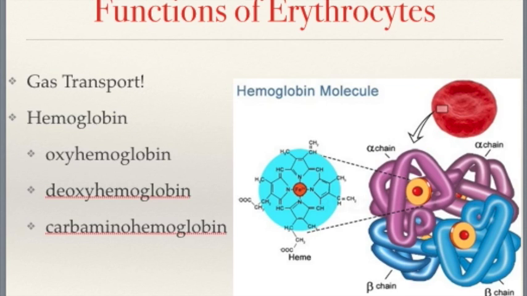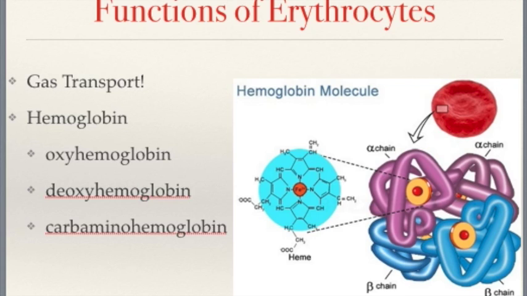Let's talk a little bit about a protein that allows red blood cells to do what they do. The primary function of red blood cells is to transport gas, specifically oxygen from the lungs to the body's tissues, and to a lesser degree it transports carbon dioxide from the body's tissues to the lungs for removal. The protein that allows this to happen is hemoglobin.